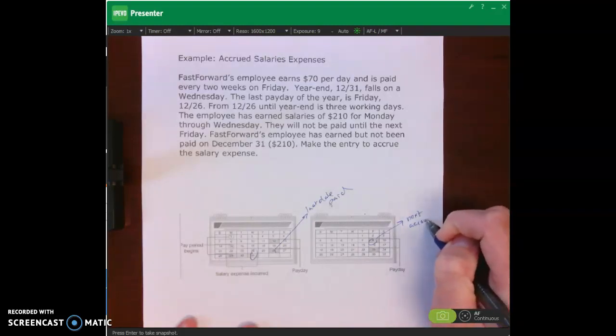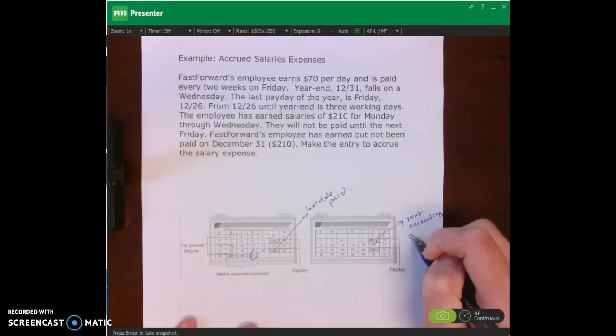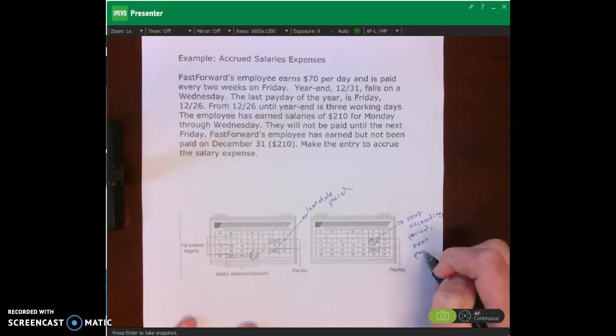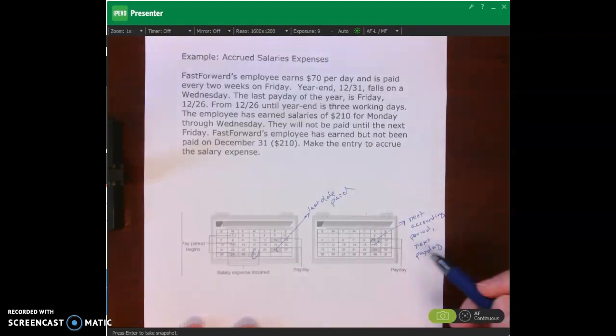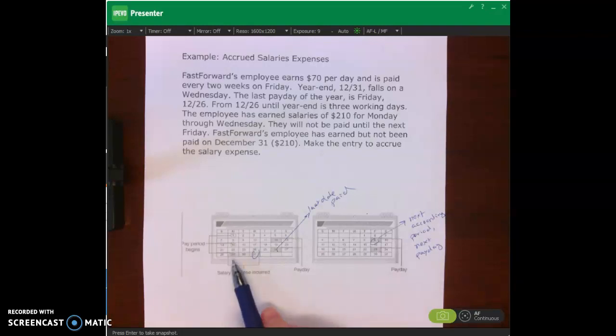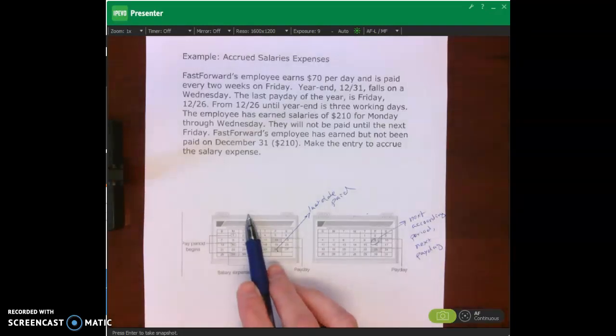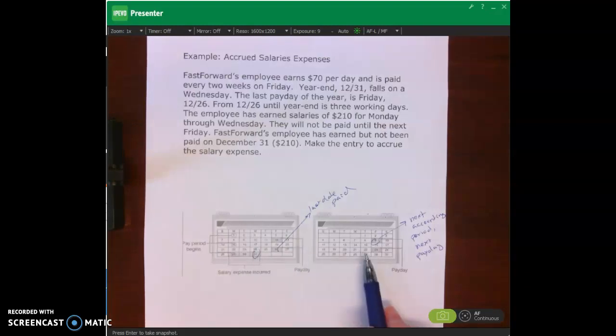The next payday is January 9th. The last time they got paid was 12/26. The next time they get paid is January 9th because they're paid every 2 weeks. But we have these 3 days that occurred in accounting period 1 that they're not going to be paid for until accounting period 2. So when we think back to what we defined accrued expenses as, expenses that have been incurred but not yet recorded and not yet paid.